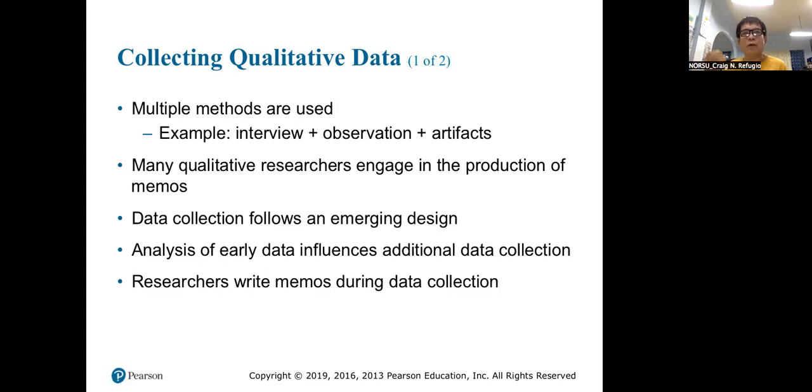That is why when I mentioned statistical treatment, you are going to mention also the sources of the data and even the methods of collecting the data. So many qualitative researchers engage in the production of memos. Data collection follows an emerging design. Analysis of early data influences additional data collection. Researchers write memos during data collection.